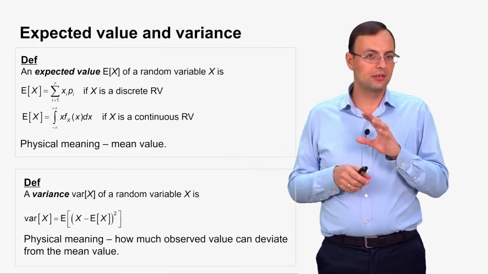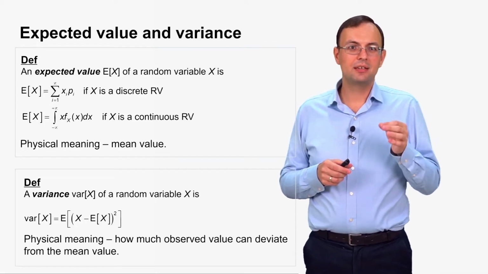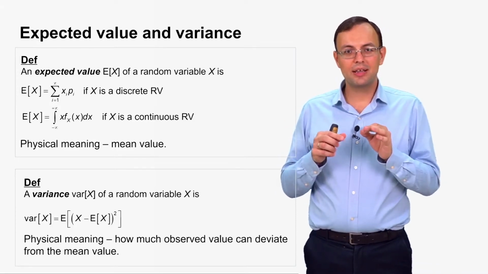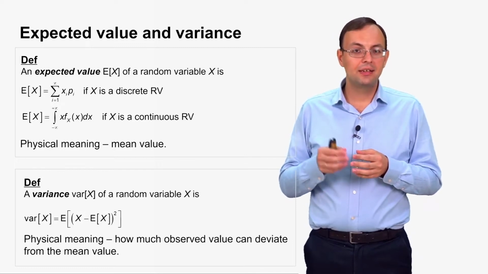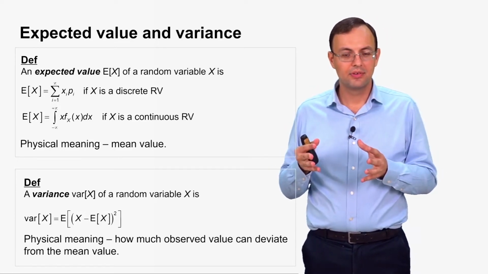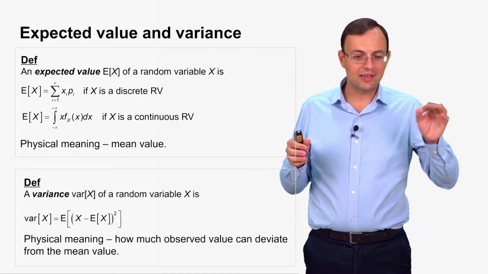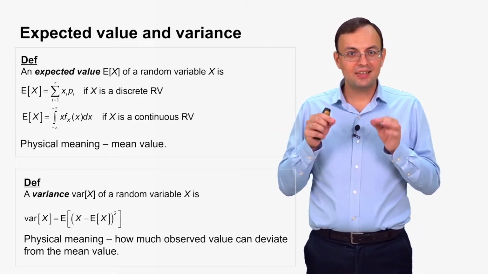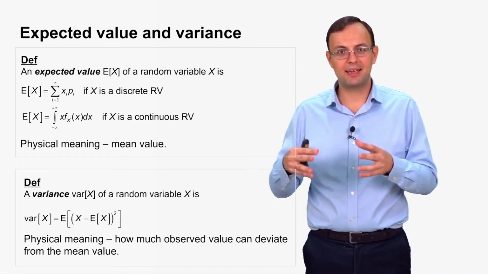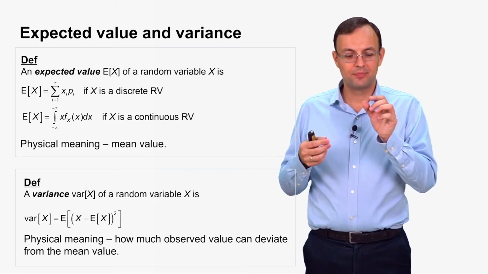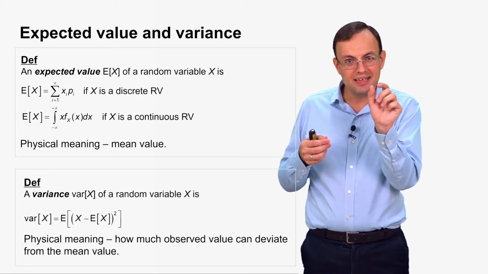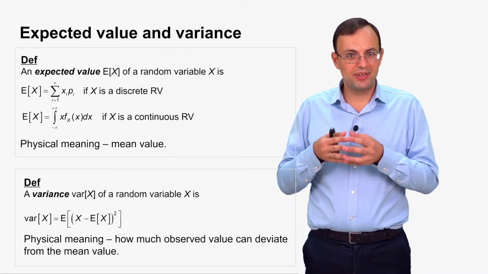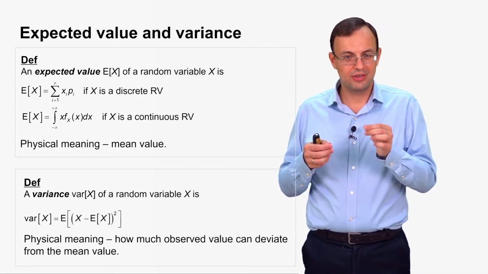For example, I told you that the mean height of an adult man in our country is 177 centimeters. So if, let's say, 99% of all men would have their heights from 176 to 178 centimeters, the difference of their heights from the mean height no more than 1 centimeter, this would mean that this random variable has very small variance. So its variance is very close to 0.